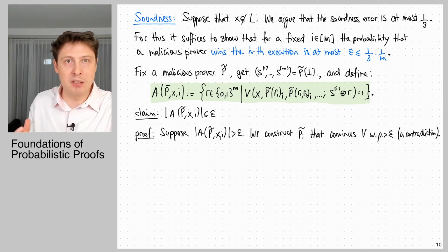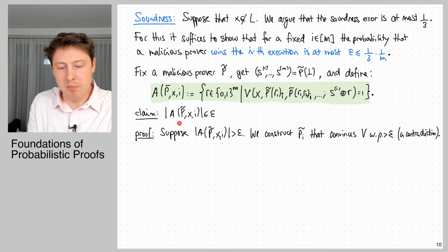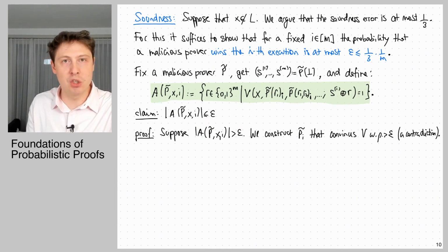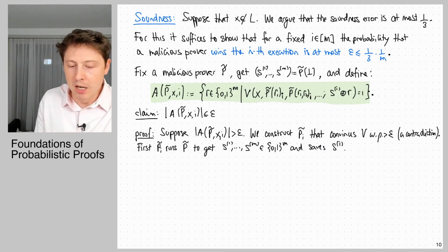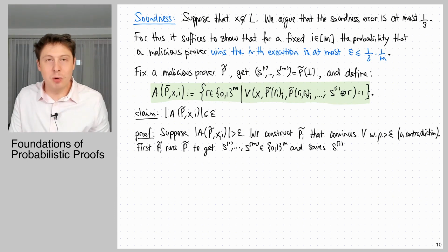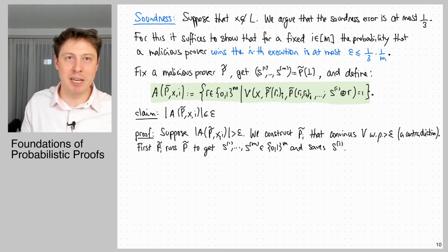Intuitively, this should make sense, right? We have a prover that is pretty successful in the ith execution, so we can just pull out from it something that wins in the original proof, right? Because the ith execution is just a shifted version of the original one. So we're just going to de-shift things and make it play like that, right?